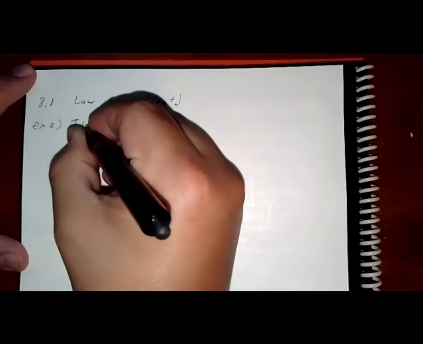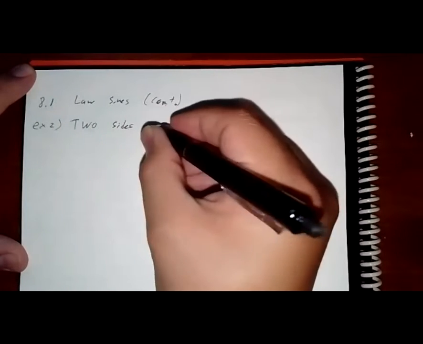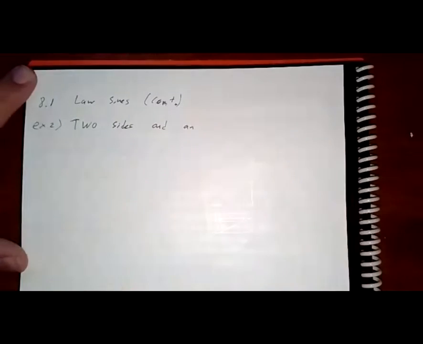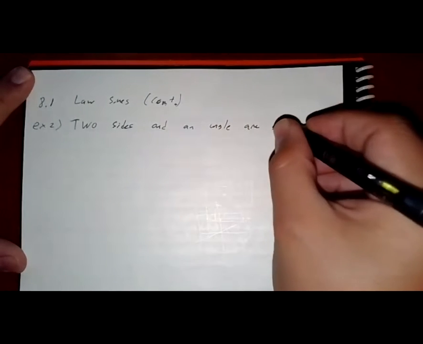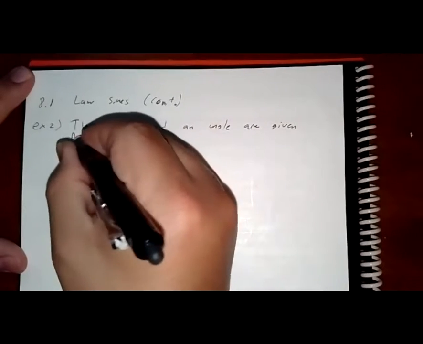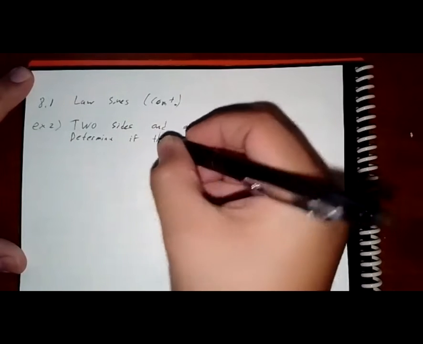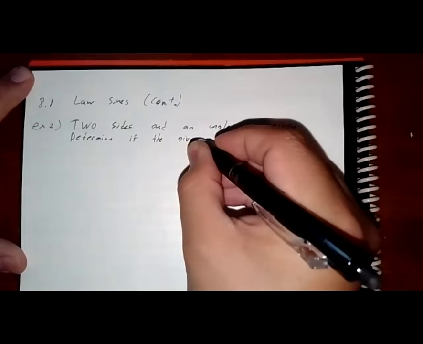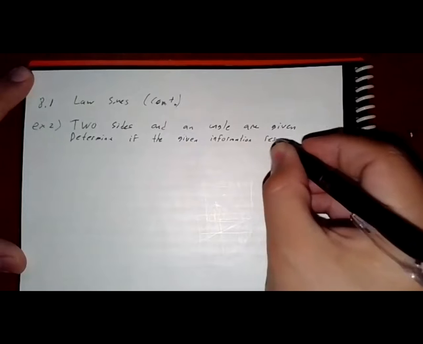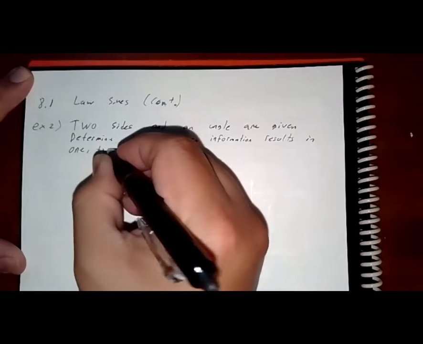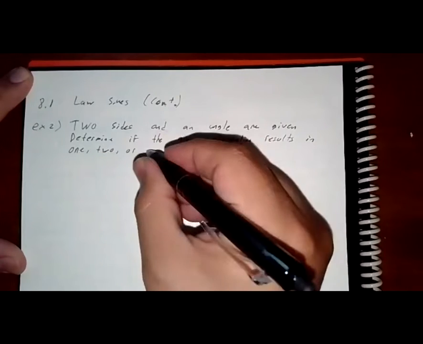Two sides and an angle are given. Determine if the given information results in 1, 2, or no triangles.